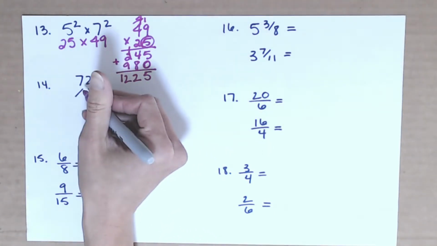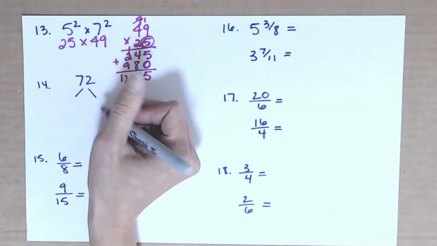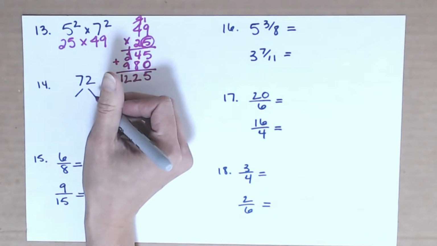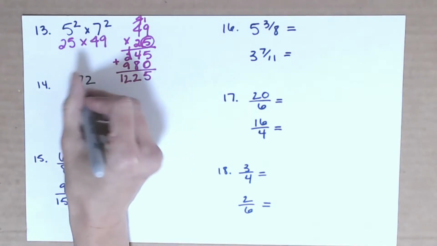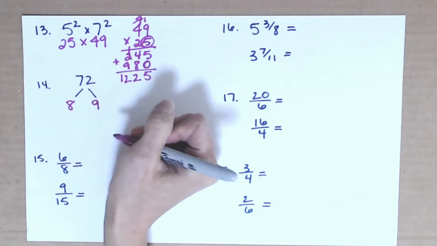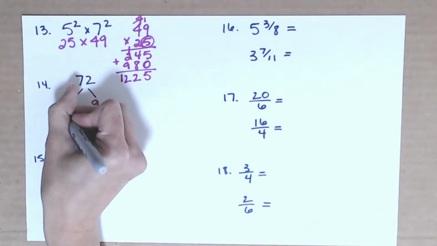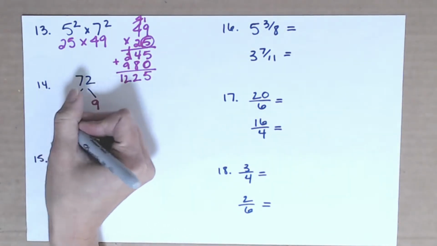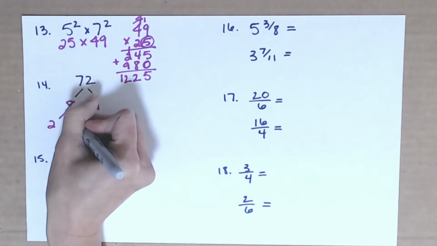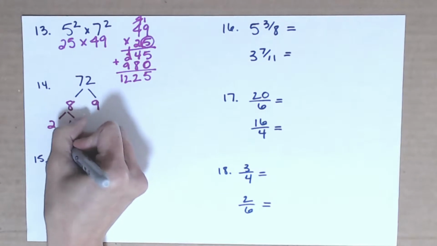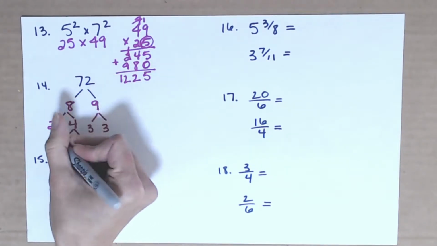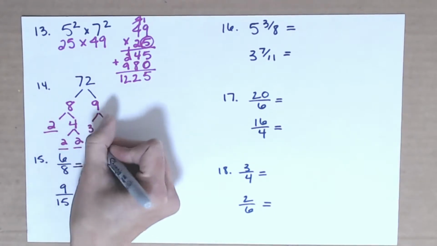Now we need to find the prime factorization of 72. To make a prime factorization, we break it down into only prime factors. So we can start with any two factors. I'm going to start with 8 and 9. And then I break down each into smaller and smaller factors until they are all prime. 8 is 2 times 4. 4 is 2 times 2. 9 is 3 times 3. Now I have all prime.